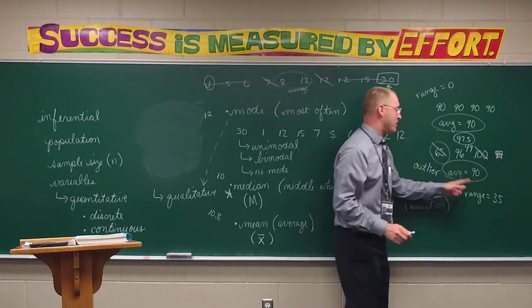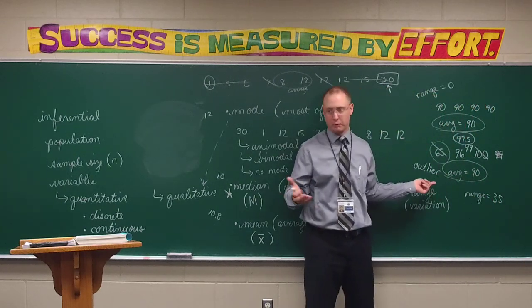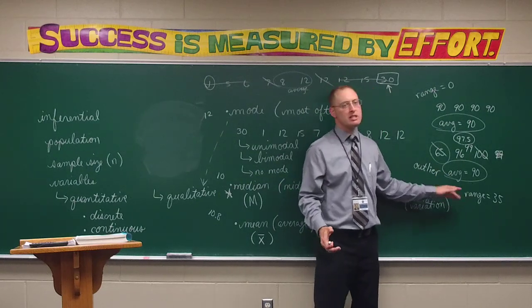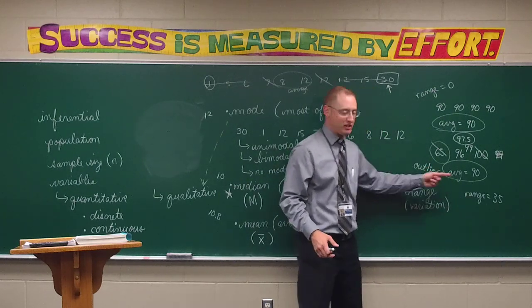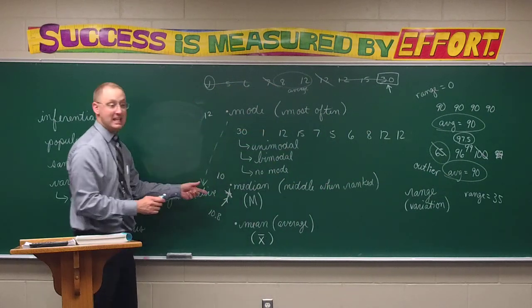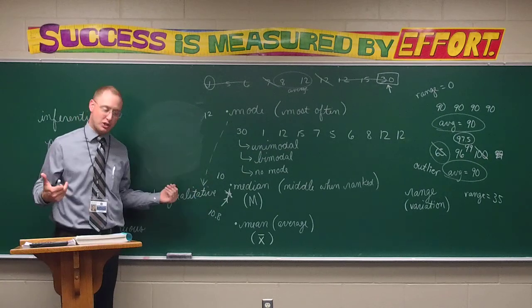35. Okay, that tells me that this average probably isn't really reflective of the student's ability. If they've got a range that big, probably the average isn't the best move. And if you get a very big range, that's another indication to go with the median instead. Again, we don't have that luxury as teachers, okay?